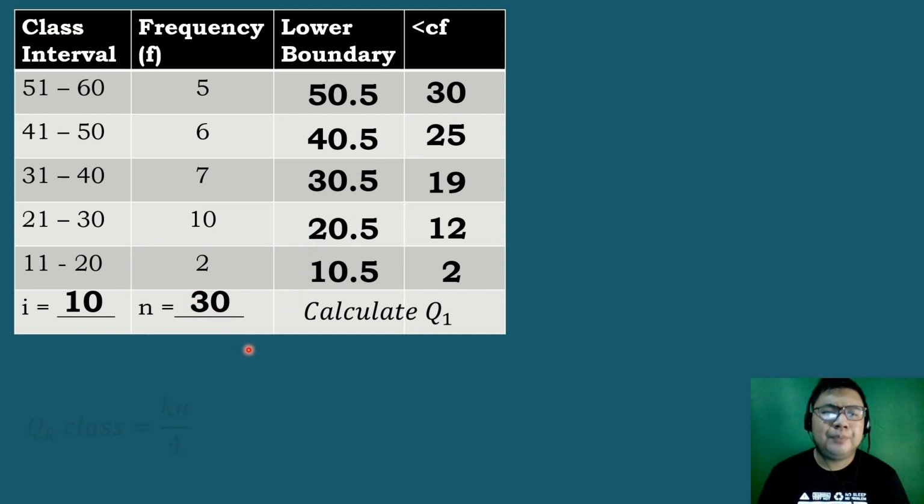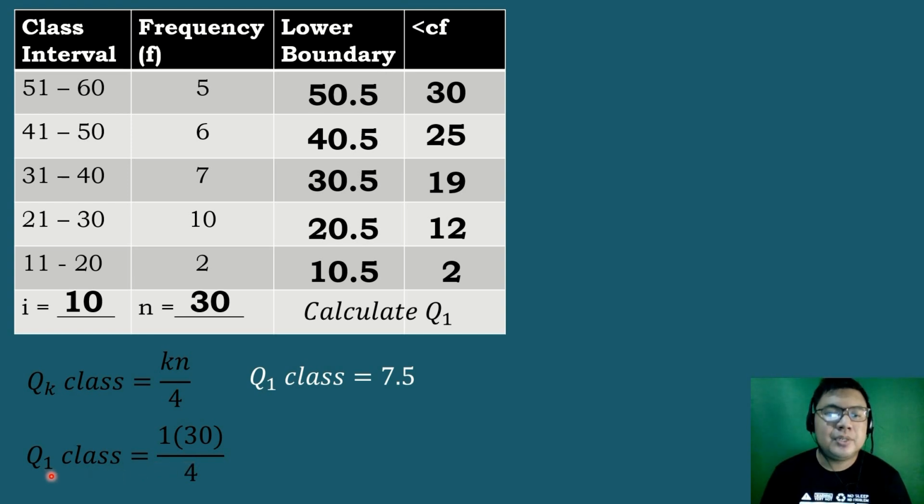After we have computed the table, we will determine the Q sub k class, which is equal to k times n all over 4. The value of k will be equal to 1 because we are looking for the value of quartile sub 1. Substituting the numbers, we have Q sub 1 class is equal to 1 times the value of n, which is 30, all over 4. And then we will multiply.